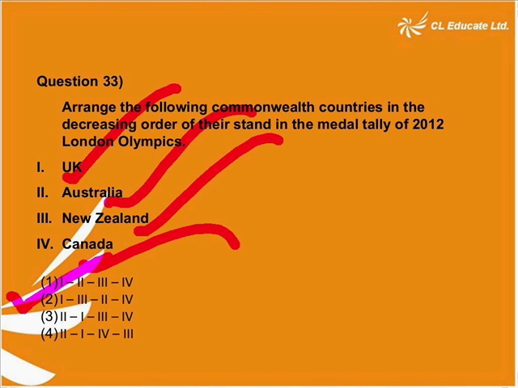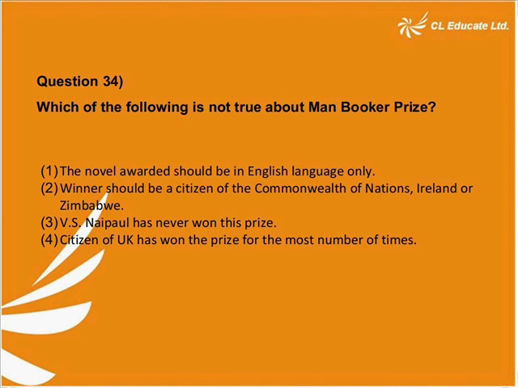And the winner should be a citizen of Commonwealth nations, Ireland or Zimbabwe. Yes, it is true, and it should be in the English language only. Citizens of the UK have won the prize the most number of times. Now, why Zimbabwe and Ireland? Because Ireland was a part of the Commonwealth, which it is not now. It is not, but it's still the condition. They have still continued it, and Zimbabwe has been expelled because of its ridiculous policies against the white, but still in the cultural realm they are still included. Yes, Robert Mugabe.